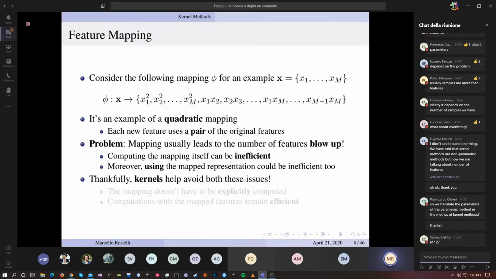So the kernel idea will avoid computing this expansion. When you use a kernel method, you obtain the same solution as if you were using the features, without the need of computing the features. So the features will never be computed. They remain implicit in what is called the kernel. And as we will see, in most cases, the computation of the kernel is very cheap, much more efficient than computing the features. And we will see an example in a few slides.